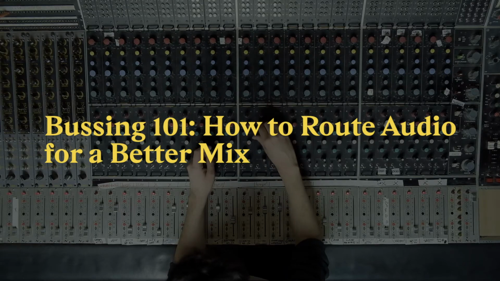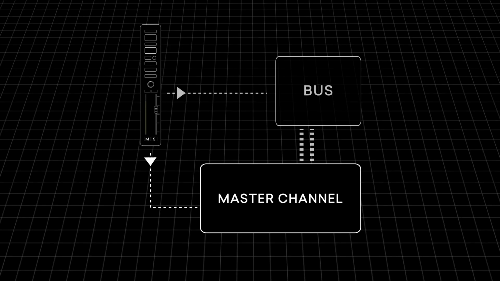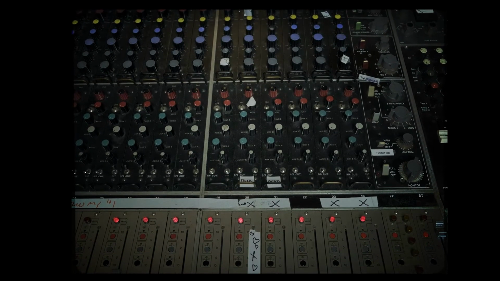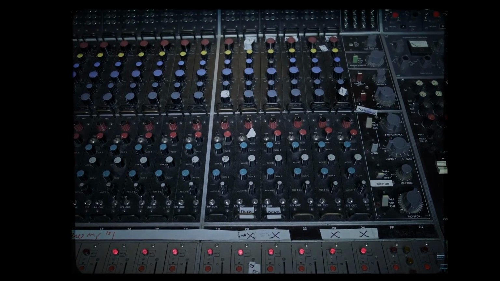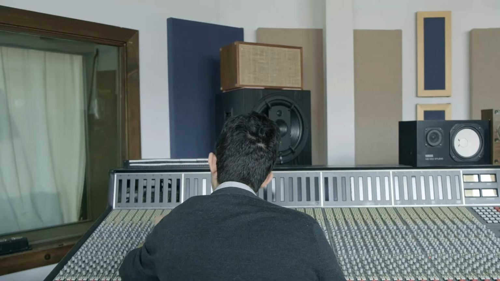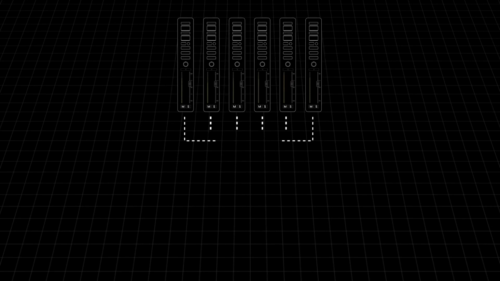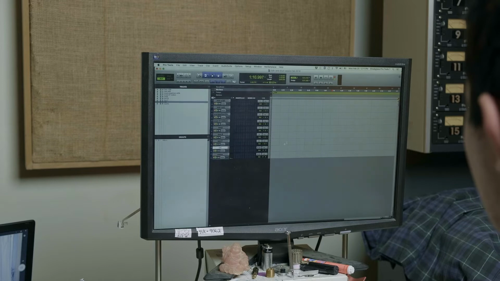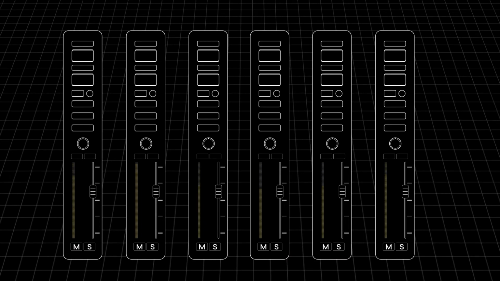A bus is an internal signal path for routing and combining audio. In the analog era, individual console channels would be summed electrically by an amplifier at the master bus to create the stereo mix. As engineers refined their mixing techniques, console designers added additional buses for summing groups of channels together before the final mixdown. In the digital domain, buses take the form of aux return tracks, and you can add as many of them as you want to your session.